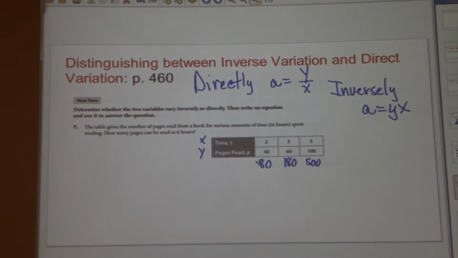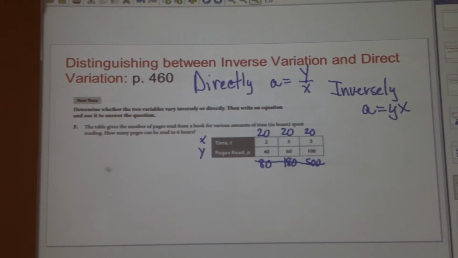So now I have to divide the y by the x to see if the constants are the same, and if so, then it will be directly. Okay? So 40 divided by 2 is 20. 60 divided by 3 is 20. 100 divided by 5 is 20. So I divided y by x and all my constants were the same. So I know it's directly.